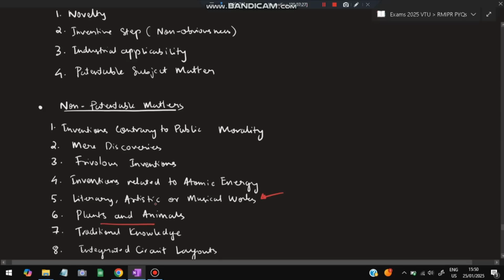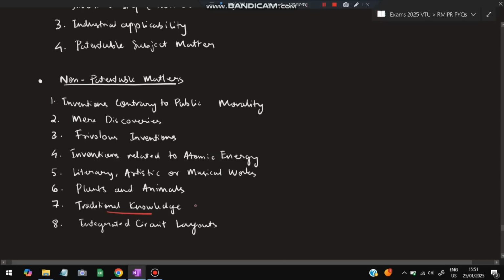Plants and animals: if someone genetically modifies a seed or a plant, that cannot be patentable. And traditional knowledge such as turmeric heals wounds, right? That also cannot be patentable. Integrated circuit layouts, this is a semiconductor topic, cannot be patented, okay. The protection is granted under a separate law, not under the patent law, okay.